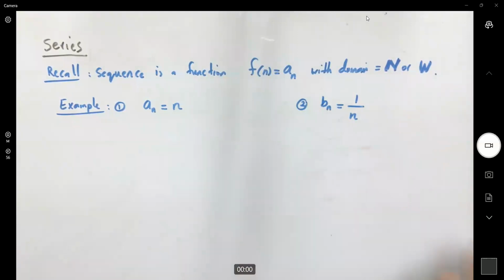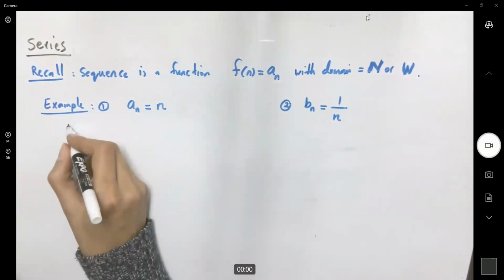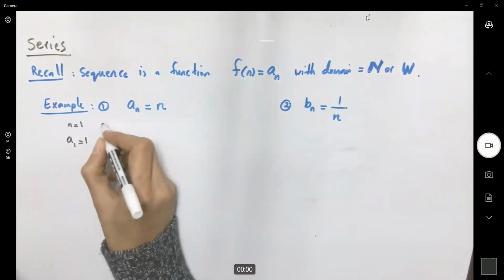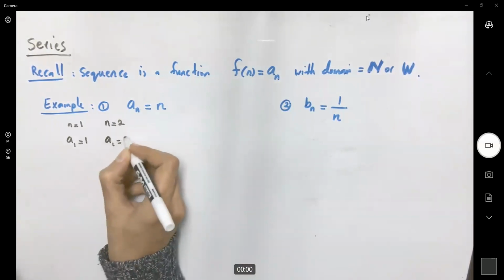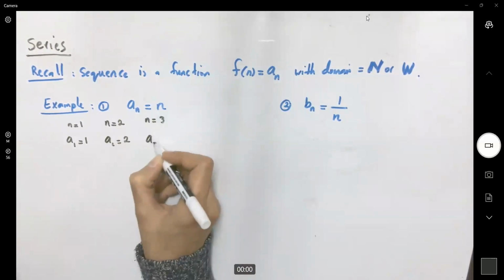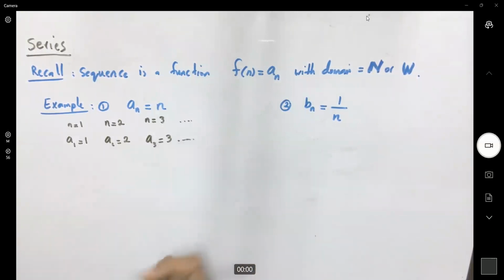So I'm giving two sequences for you to check. Well, what are the terms of this sequence? If n is equal to 1, a sub 1 is 1. If I plug in 2 for n, the second term becomes 2. If I plug in n equals 3, the third term becomes 3, and so on. I can continue this process.